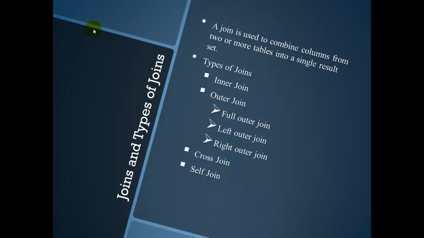We have different types of joins in our SQL Server, based on the way the select statements are provided and the records they return. Joins are categorized into inner join, outer join, cross join, and self join. We have a subcategory under outer join: full outer join, left outer join, and right outer join. I'll pause here to cover this slide.